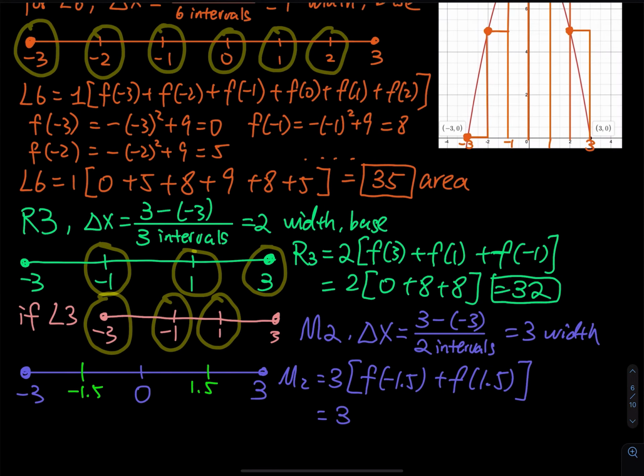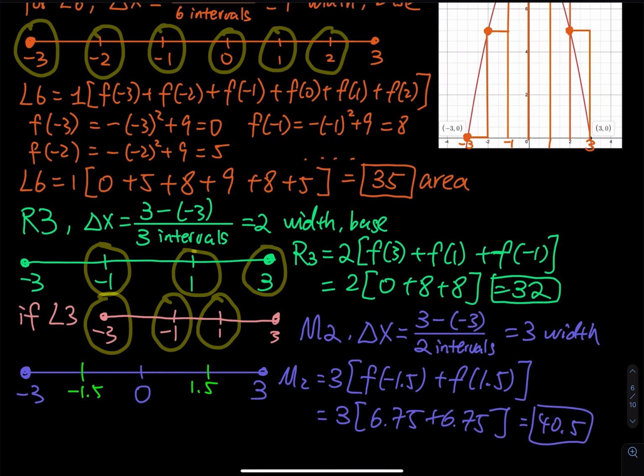So this is a 3. You plug it in, you get 6.75, and then plus 6.75. And then the sum is equal to 40.5. This is the area using 2 intervals. All right, so the job is not done. I still want to show you the graph.